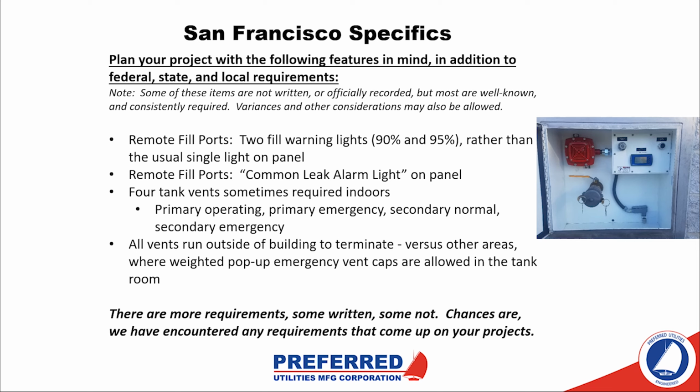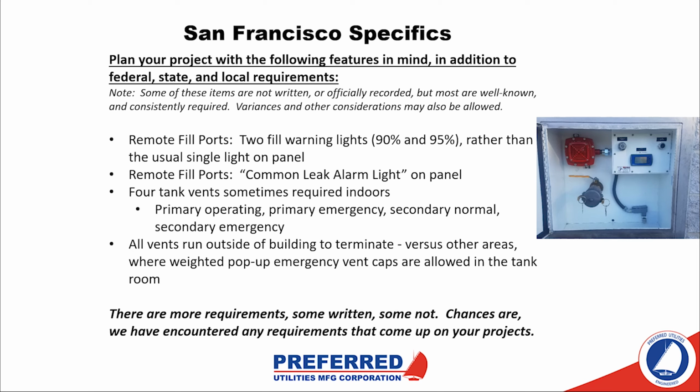With that in mind, these are some points that you want to plan the project around. The first one is remote fill ports. A standard fill port usually has a single warning light. In San Francisco, they require two fill warning lights, one at 90 and one at 95%. The first light goes on at 90, and then the second light goes on at 95%. That one's unsilenceable. You can silence the alarm horn, but not the light. That is, of course, signaling the driver. So we have those two lights instead of the typical one in San Francisco.